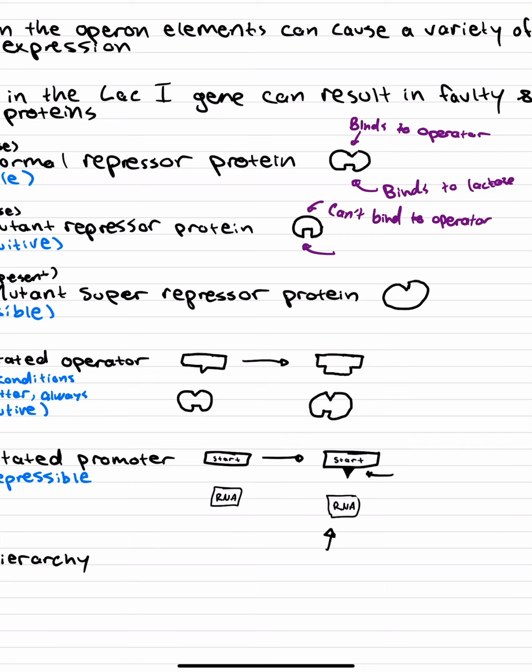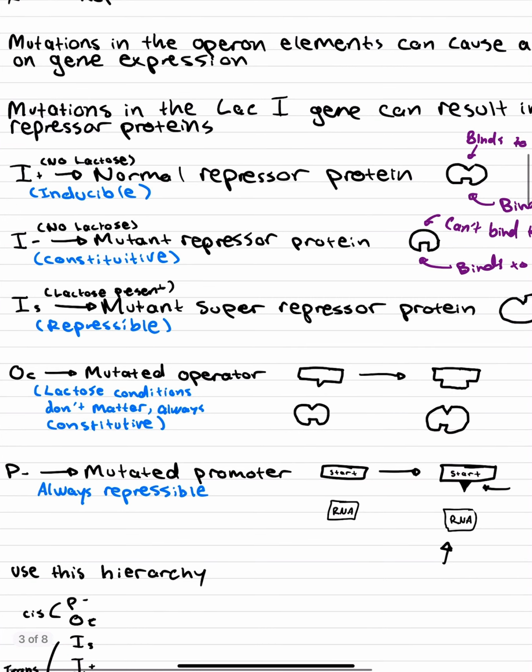However, it's still able to bind to the repressor protein, or bind to lactose. Now, regardless of if it binds to lactose or not, it cannot bind to the operator, meaning that since it can't bind to the operator, there's nothing stopping RNA polymerase from transcribing the rest of the genes. So it's going to result in constitutive expression.